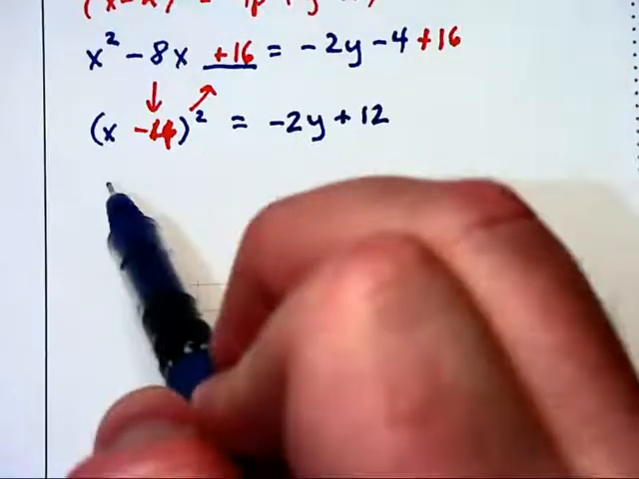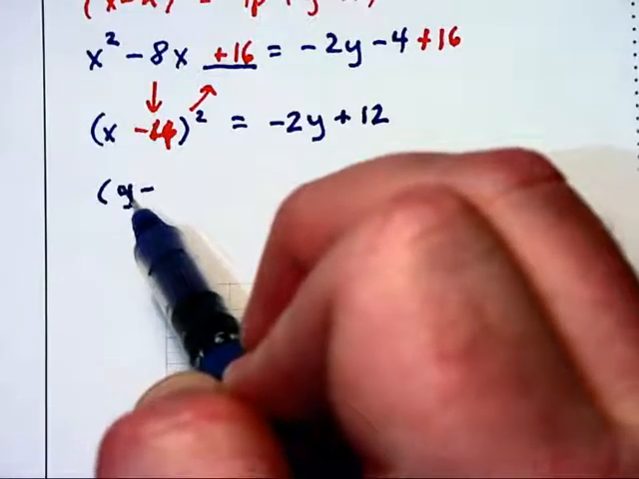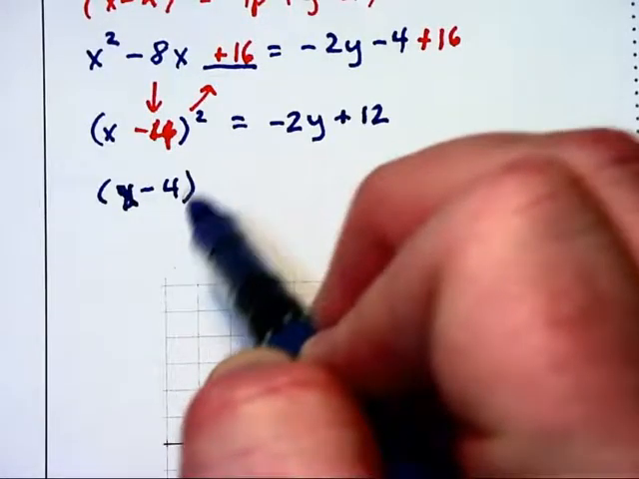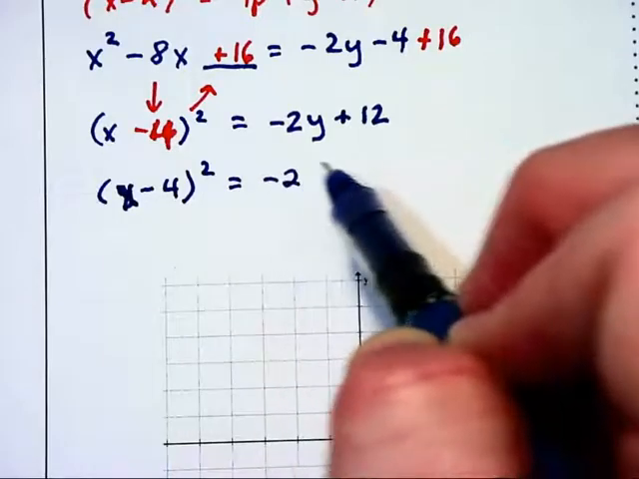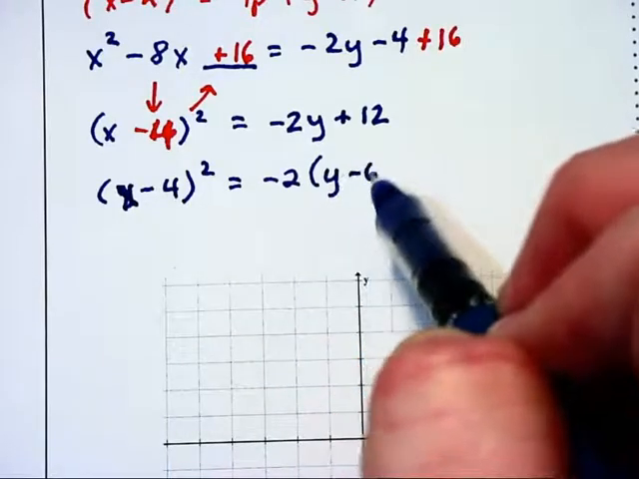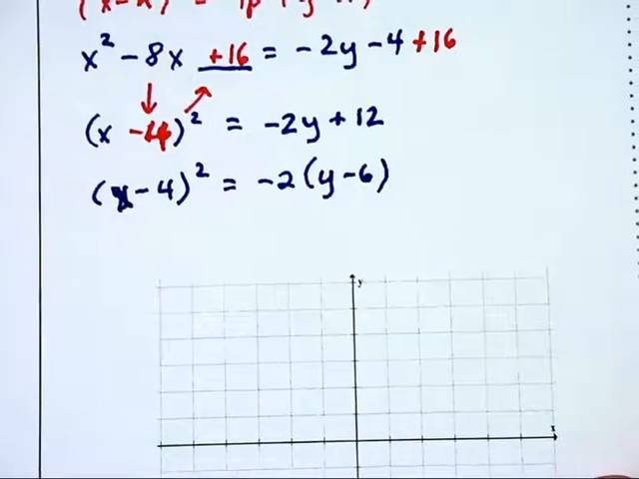And all we need to do now is factor on the right hand side. So we have (x minus 4) quantity squared equals negative 2 times (y minus 6). Okay, we have our parabola.